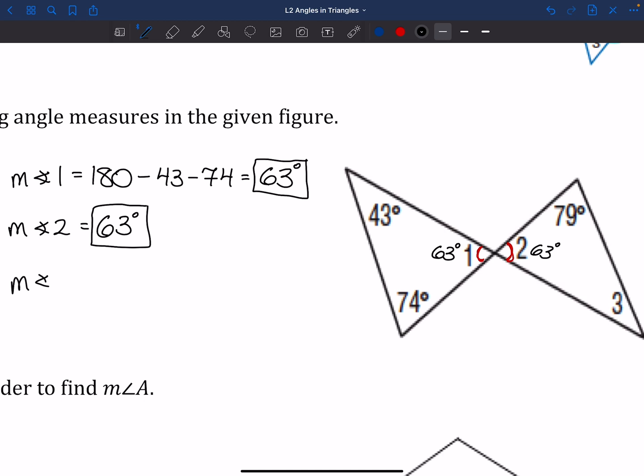Measure angle 3 to finish things off. Same kind of idea as angle 1. I have 180 degrees total. I know about the 79, and I know about the 63. So if I go ahead and subtract that down, I'm going to end up with 38 degrees left over.